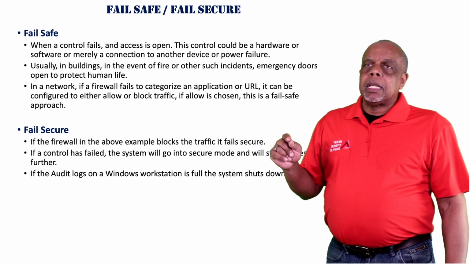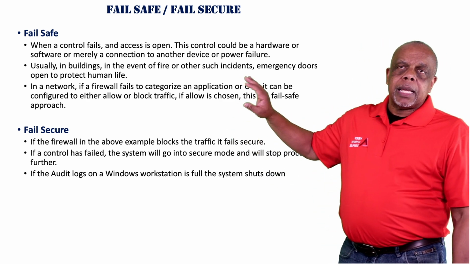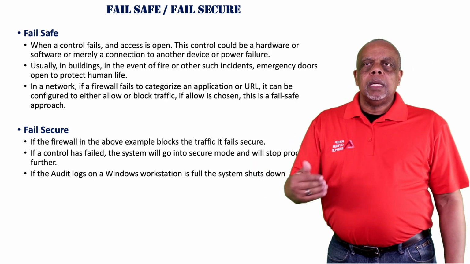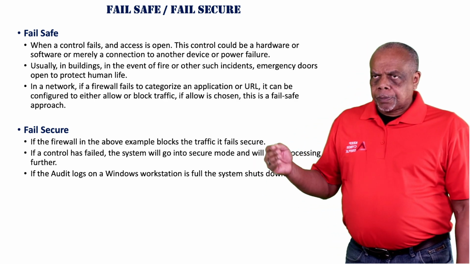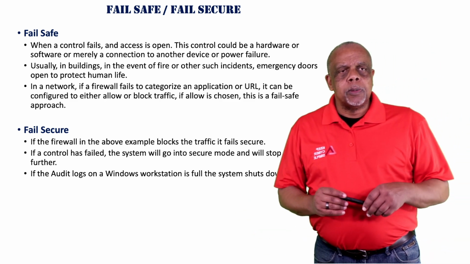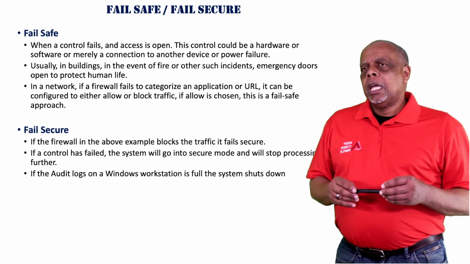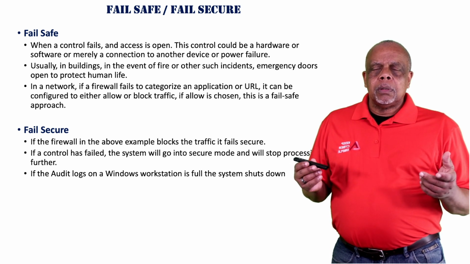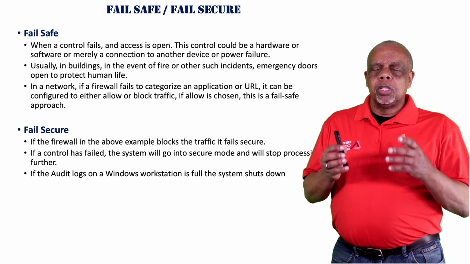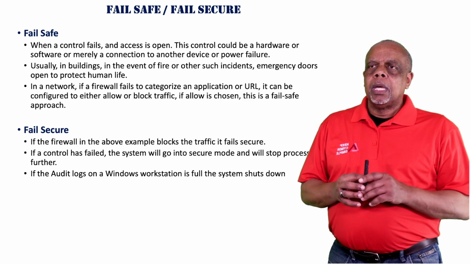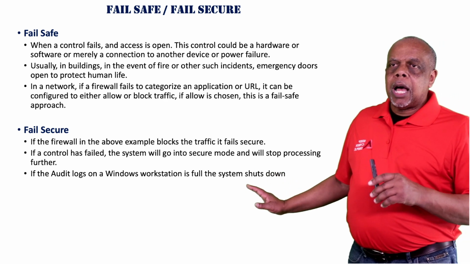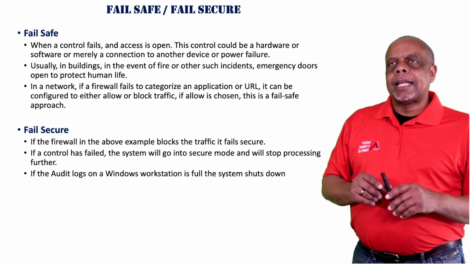Now, in a fail secure environment, let's use that same firewall example. Failing secure would be that it can't categorize or doesn't recognize an application or a URL and it blocks the traffic. Boom, no. Then it fails secure. Another example of that would be audit logs. Let's say you have a Windows 10 or Windows 11 machine, and your audit log is full. What happens to that machine? Well, it can no longer audit, so the system should shut down. You should get that blue screen of death. Why? Because it fails secure. We don't want this machine operating if we're not able to audit the activity on it.